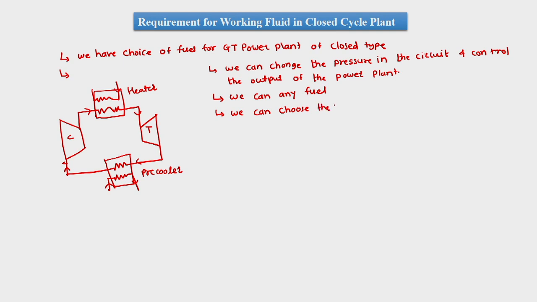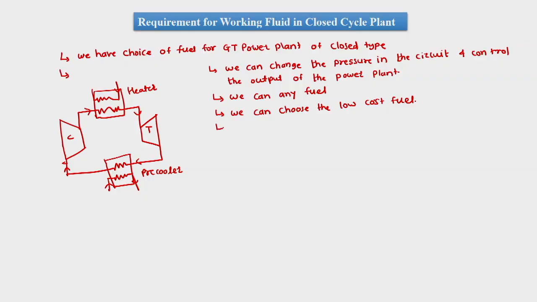Basically we can choose the fuel which is a low cost fuel, and this low cost fuel, if we choose, then that fuel upon getting combusted would generate the gases which are not going to get involved in the expansion process of the turbine, and hence turbine erosion is not going to happen. So we can have this choice.